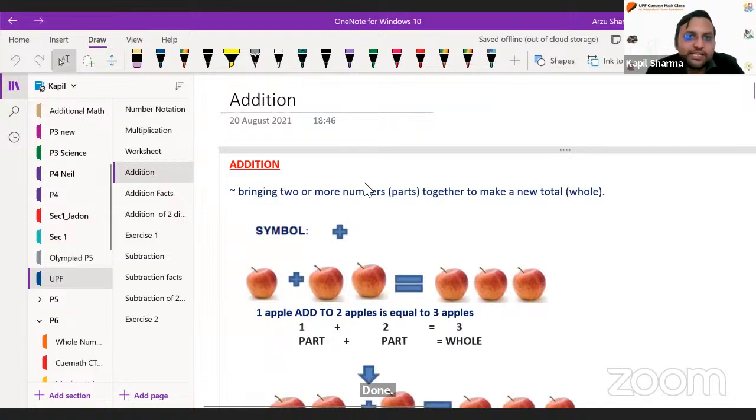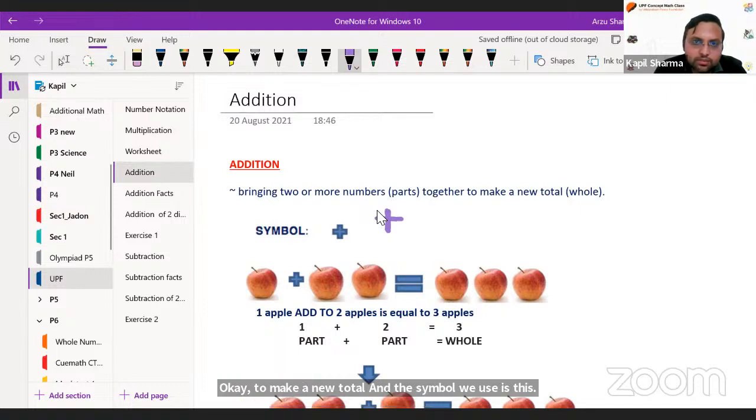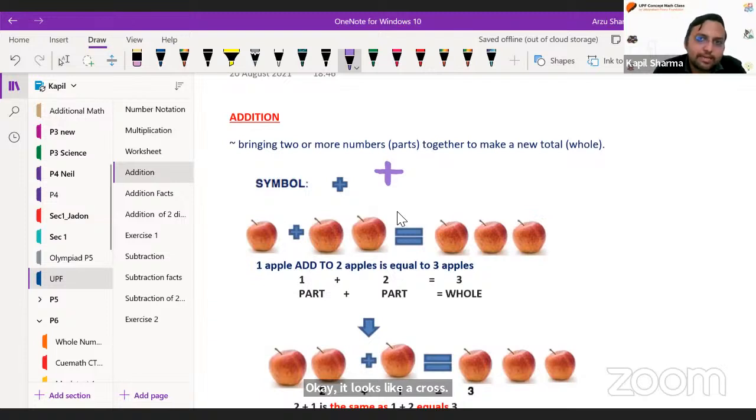Okay, now let's move to addition. So what is addition? Addition is bringing two or more numbers together to make a new total. And the symbol we use is this. It looks like a cross. This is the plus sign.